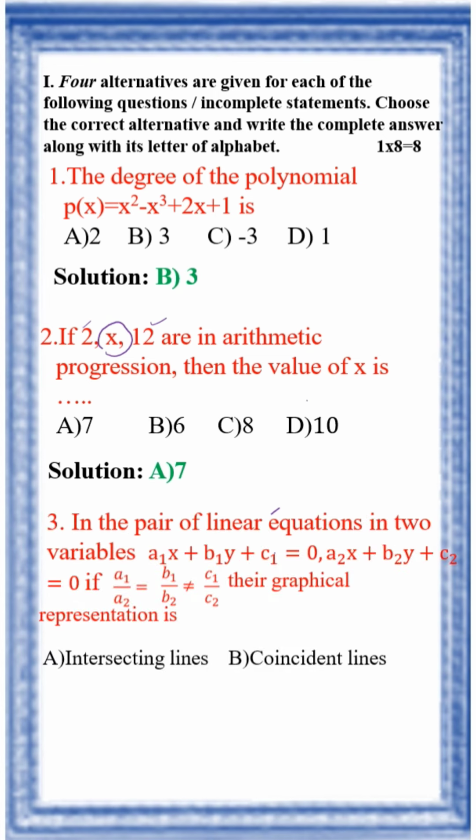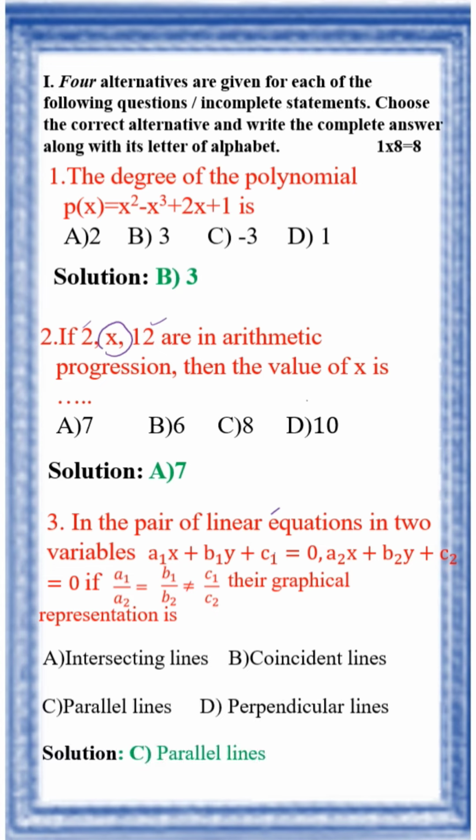In the pair of linear equations in two variables a1x plus b1y plus c1 is equal to 0, a2x plus b2y plus c2 is equal to 0, if a1 by a2 is equal to b1 by b2 is not equal to c1 by c2, their graphical representation is, 4 options are given. What are they? Intersecting lines, coincident lines, parallel lines, perpendicular lines. Option C, parallel lines is correct.